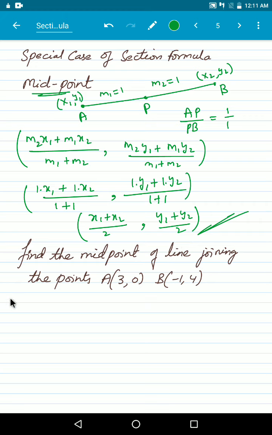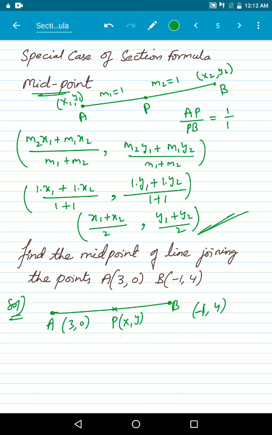Let us solve this problem. Find the midpoint of the line joining the points. So we have 2 points. This is point A, this is point B: 3, 0 and -1, 4. See, the diagram for this problem was not necessary. But if you want to understand the problem and the concepts more clearly, it is better you draw the diagrams. So this point P is the midpoint of AB.